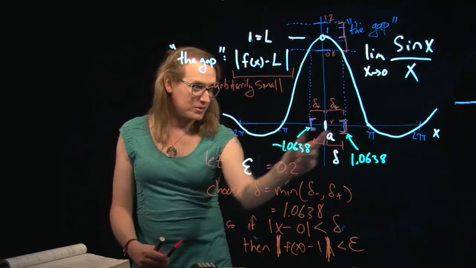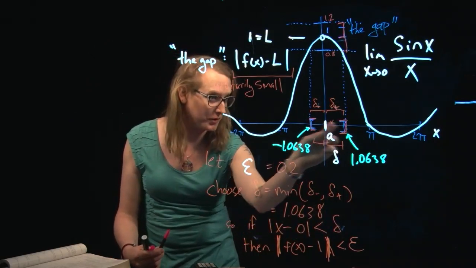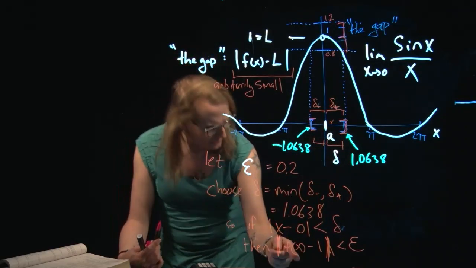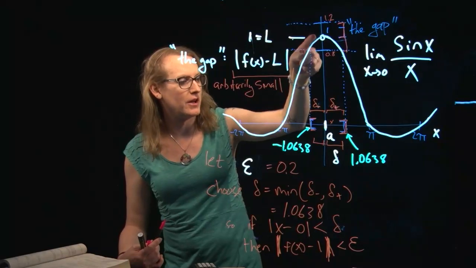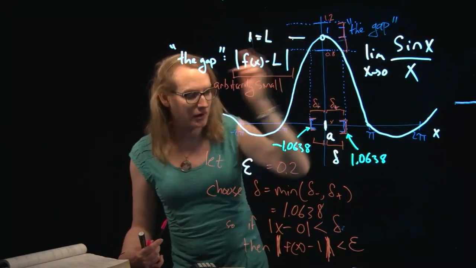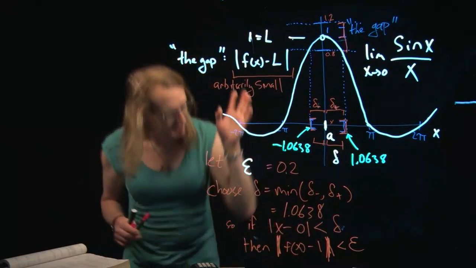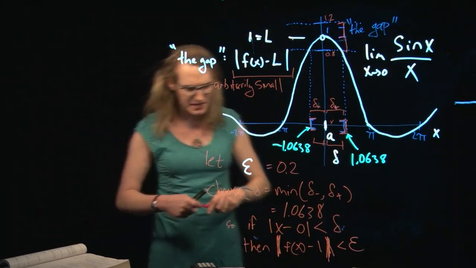Right, so as long as I'm within this window, if x minus a is less than delta, then f of x minus 1, or f of x minus L, the difference in the function value at a and the target value L, up here, is less than epsilon. And this is exactly the definition of the limit, right? This is exactly the definition of the limit.